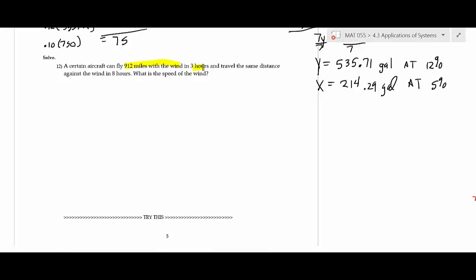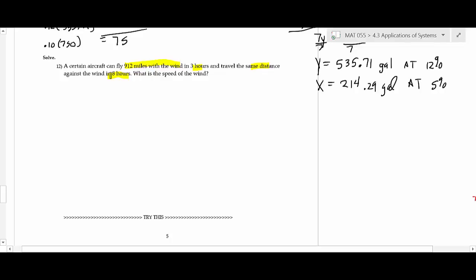Maybe they get up in the jet stream and it'll push them a little bit so their engines don't work harder. Okay, then it says you can go the same distance, but this time it's against the wind. So the plane's working against the wind, and it takes longer to get to the destination as a result.